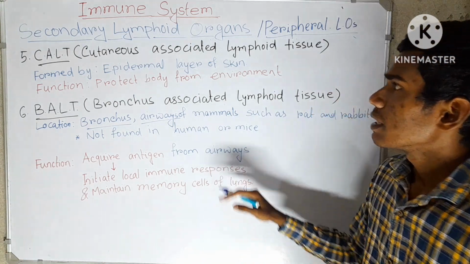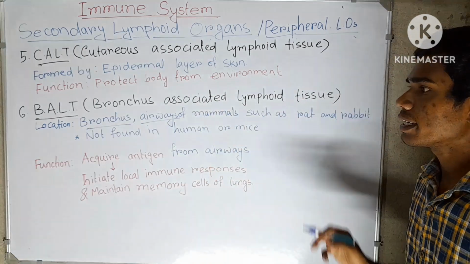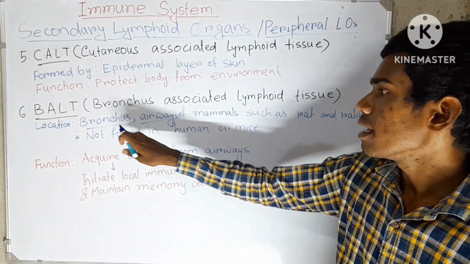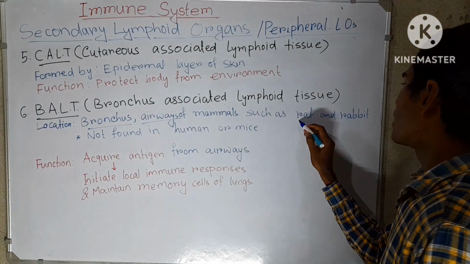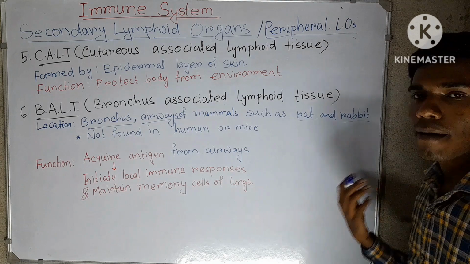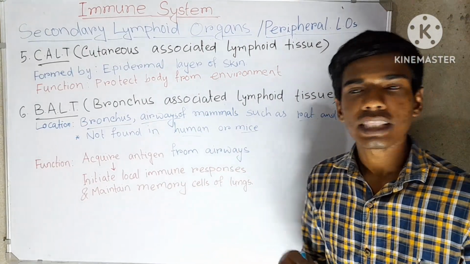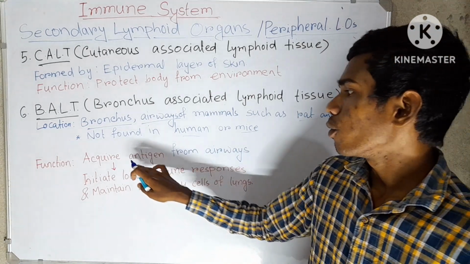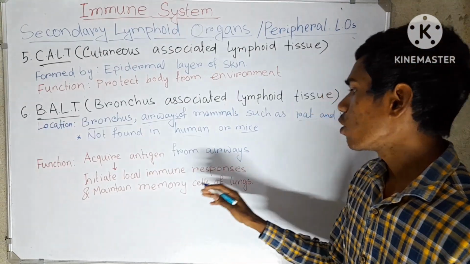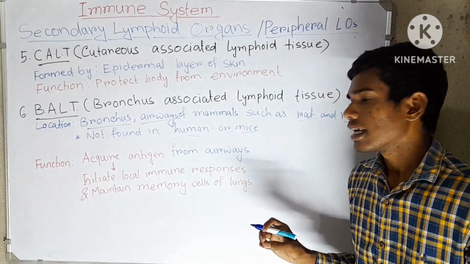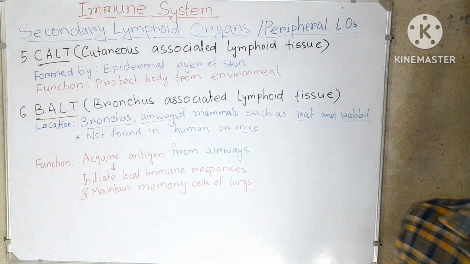Another important secondary lymphoid organ is BALT, or bronchus associated lymphoid tissues. These are located in the bronchus or airways of mammals such as rats and rabbits, but these are not found in humans or mice. Their main function is to acquire antigen from airways and initiate local immune responses, and these maintain memory cells of the lungs.